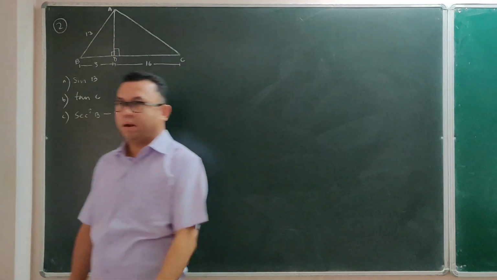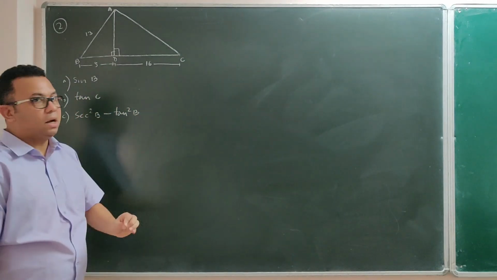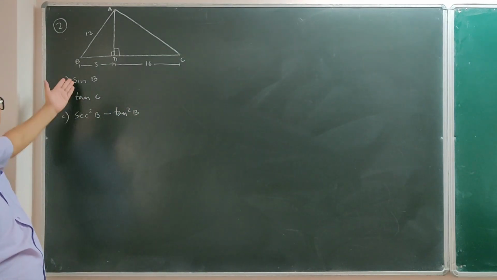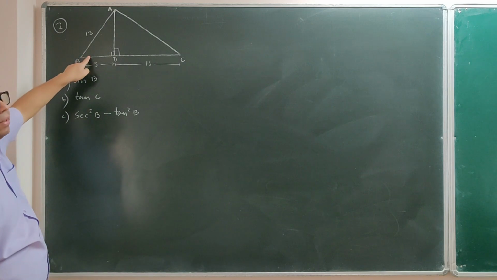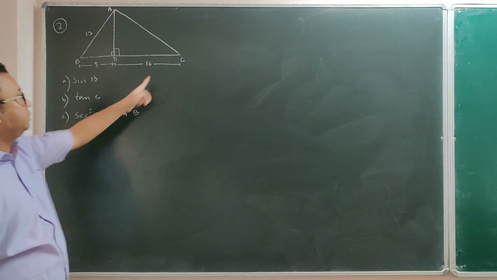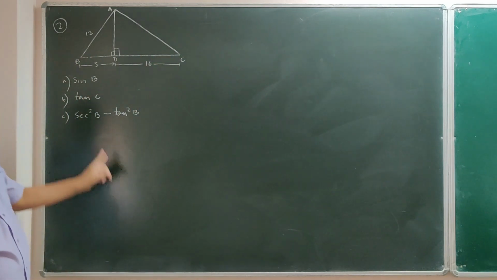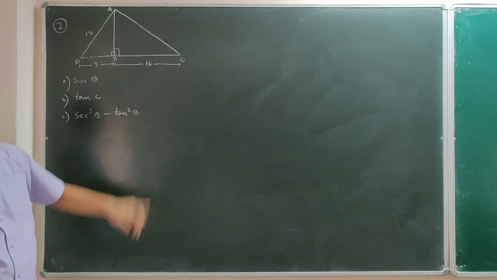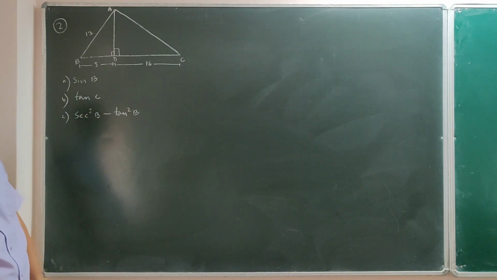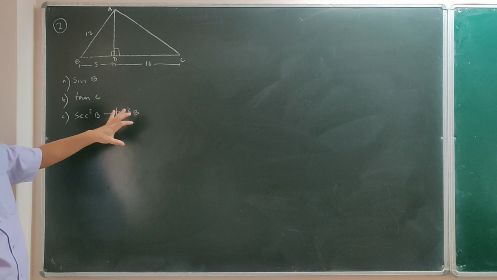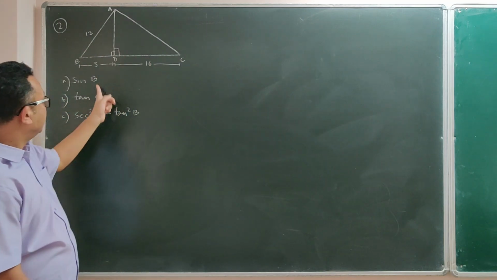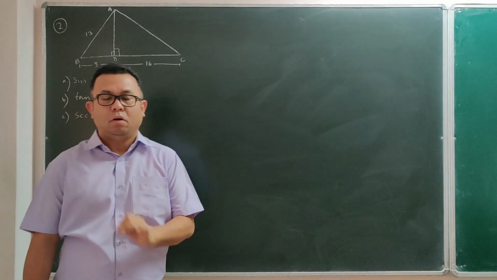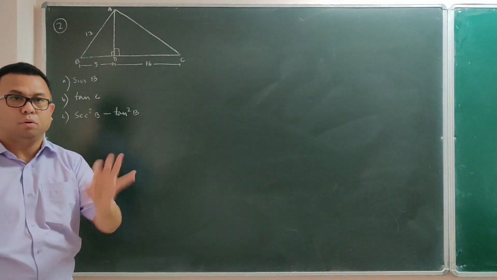Now when more than one triangle is given, before we start solving any of the questions: sin B means the angle of reference is here, tan C means the angle of reference is here, and the other one is sec square B minus tan square B. Now before I move on, for both right angle triangles, because the angles of reference are B and C, I need all three sides of both right angle triangles.